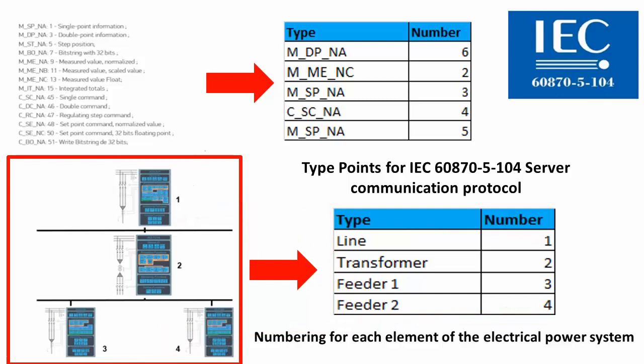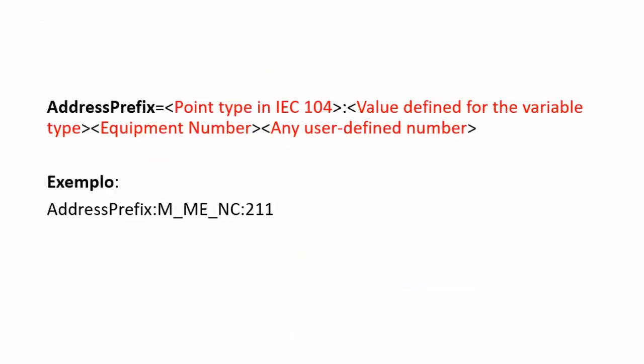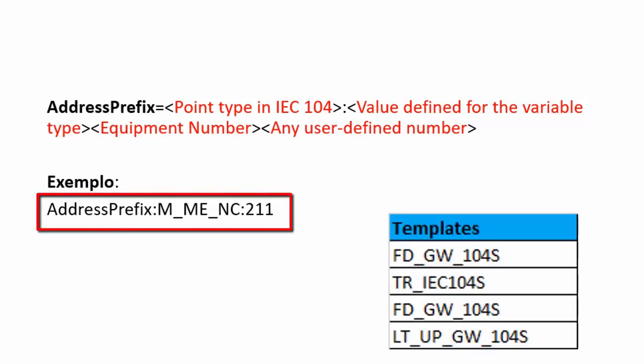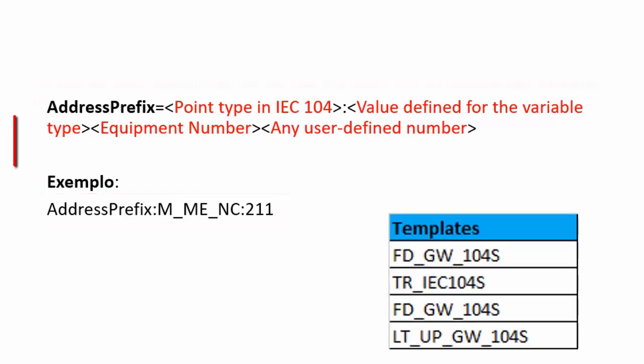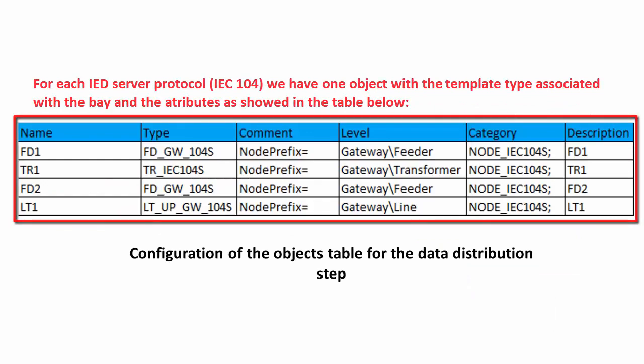The information object address has the following structure, and its generation is done by concatenating the string that designates the ASDU, the number of that ASDU defined in Table 1, and the number of the ID, defined in Table 2. The address of the points is configured in their comments column, in the templates that describe their IEDs, shown here. Finally, the configuration will be as follows.